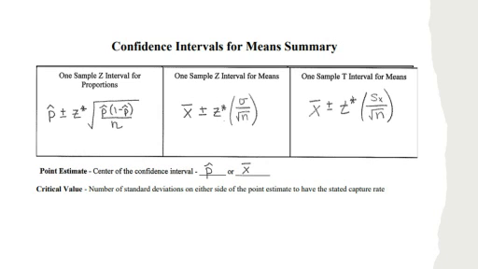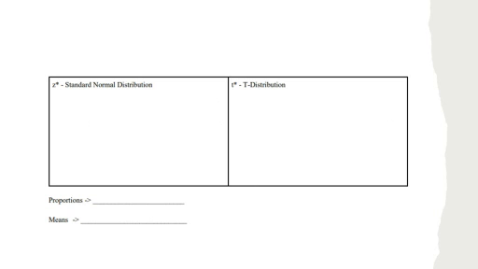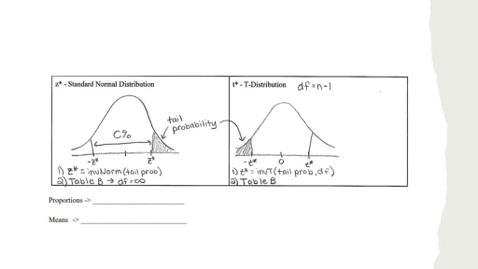Point estimates, which are your centers, okay, and that is again your p hat and your x bar. So that's the sample average. Okay, so it's the average or the mean that was found for each of these samples. Okay, so moving on to your z star and your t star. Okay, so again, Z is for a normal distribution. T is if you have a change in something.